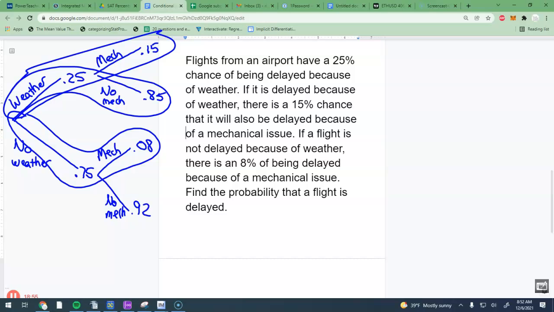An easier, faster way, this is the only version with no delay, right? There's no weather delay, there's no mechanical delay. That's the only path that doesn't have a delay. So you could also find this and then do what with it? Subtract it from 1. So if you multiply these two together, it's 0.69. And then 1 minus 0.69 is your answer. So your answer is 0.31.